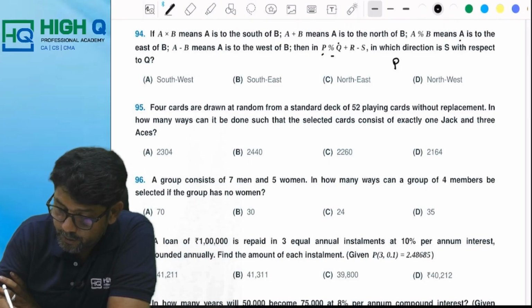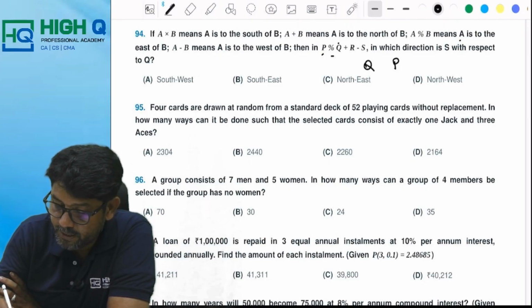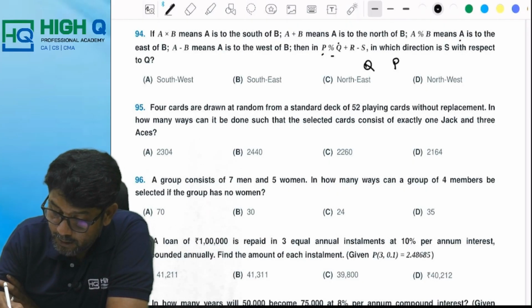A is east of B. That means P is east of Q. Am I right, my dear? P is east of Q.